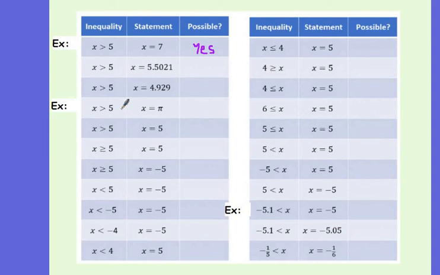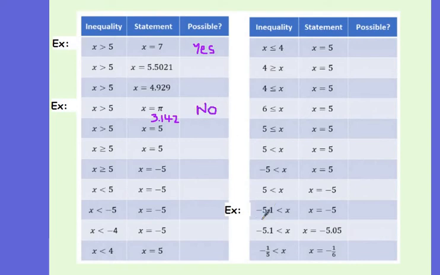I'll do another example. Here I've got x is greater than 5. I've been asked, can x be pi? Well, pi is just the number 3.142. We need x to be greater than 5. 3.142 is not greater than 5, so no, that's not possible.